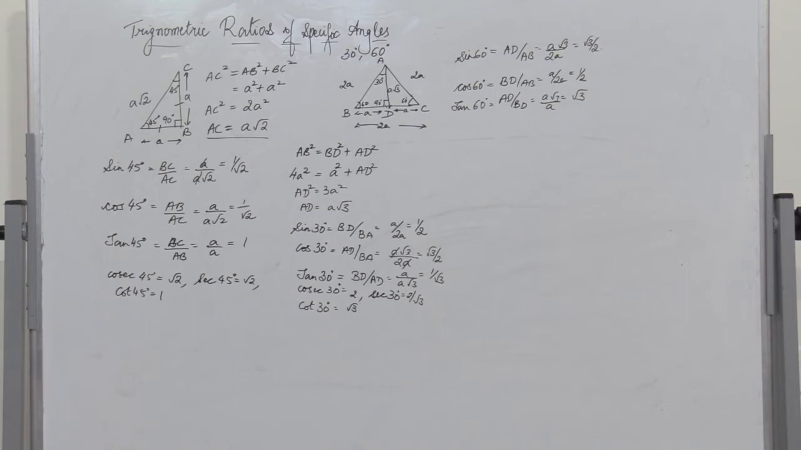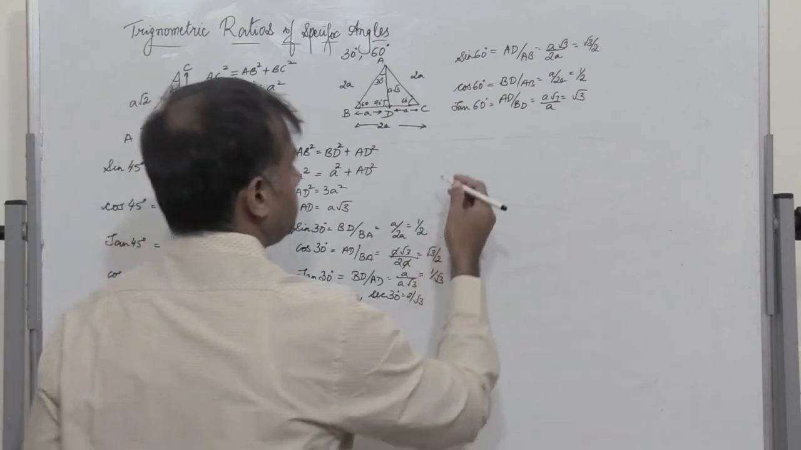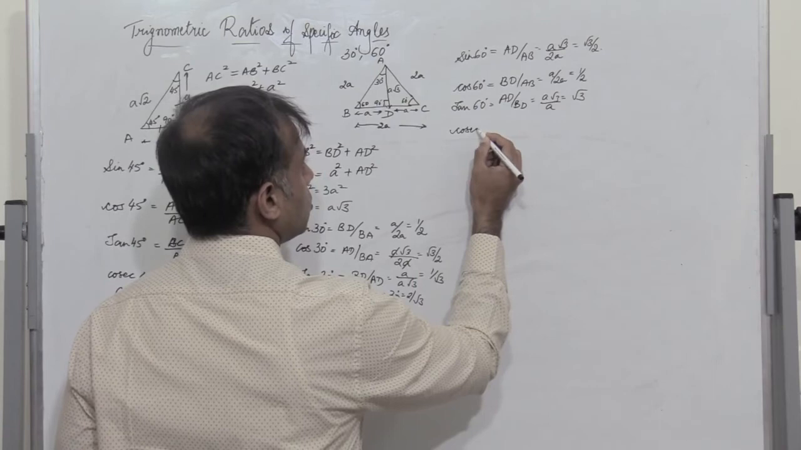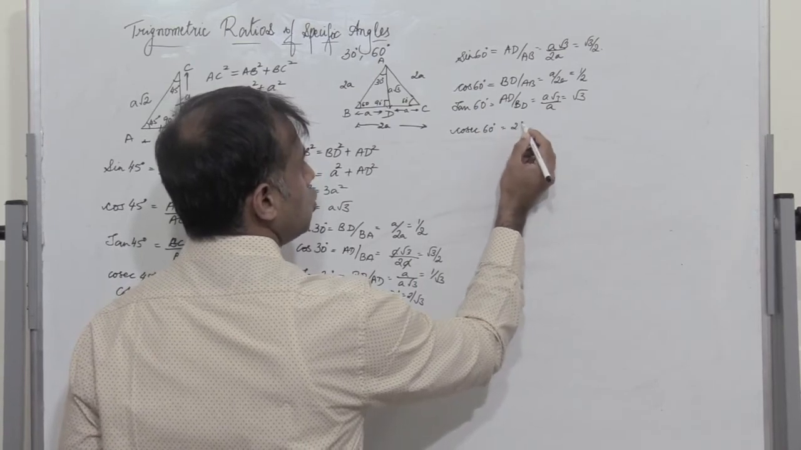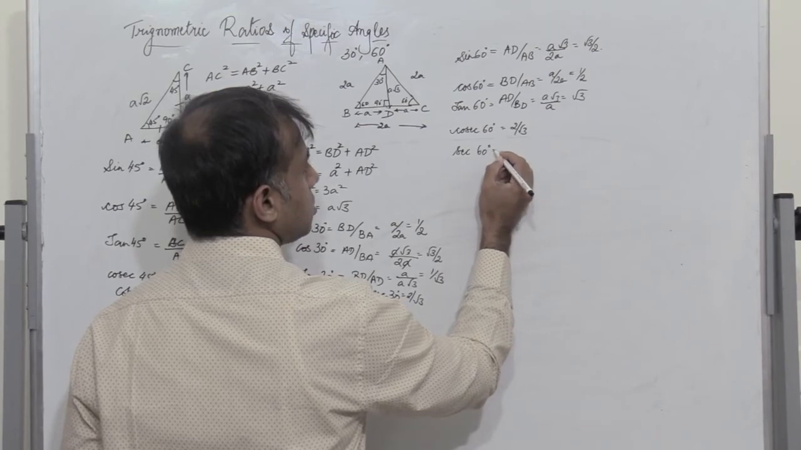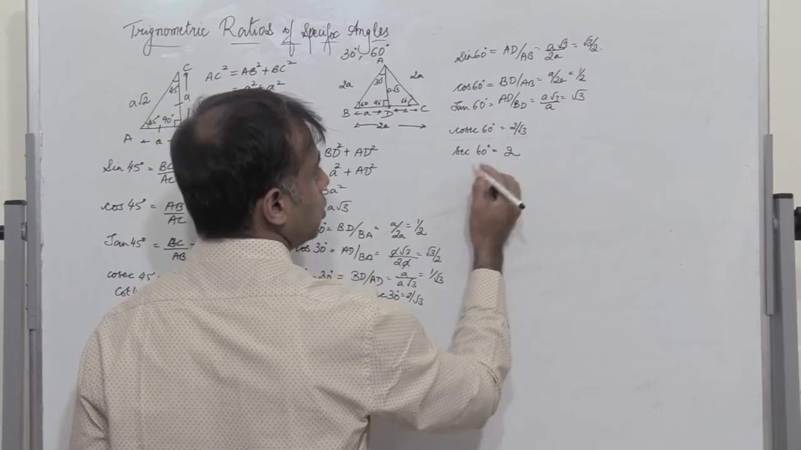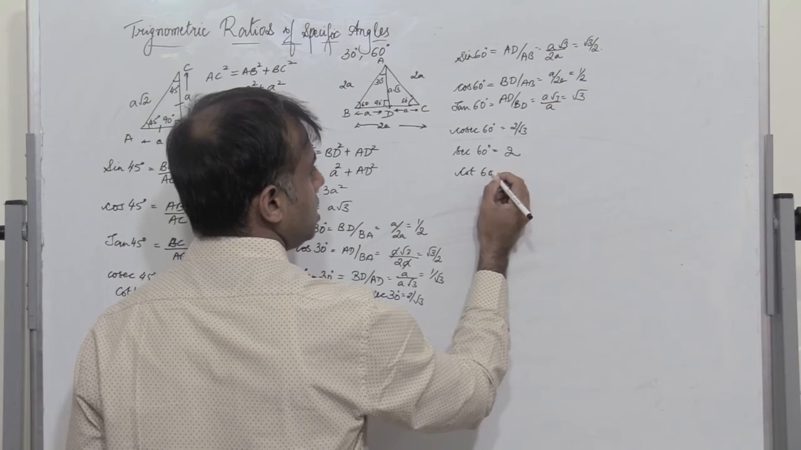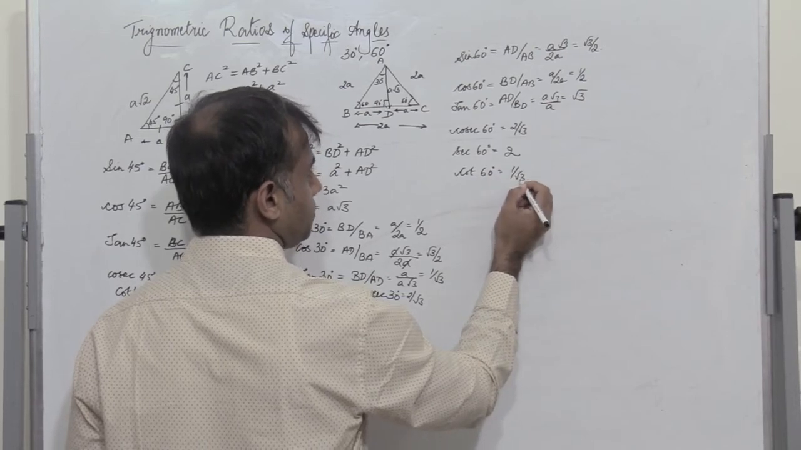Once we get these values, we can find their inverses. So cosecant 60 is 2 by root 3, secant 60 is the inverse of 1 by 2, which is 2, and cot 60 is 1 by root 3.